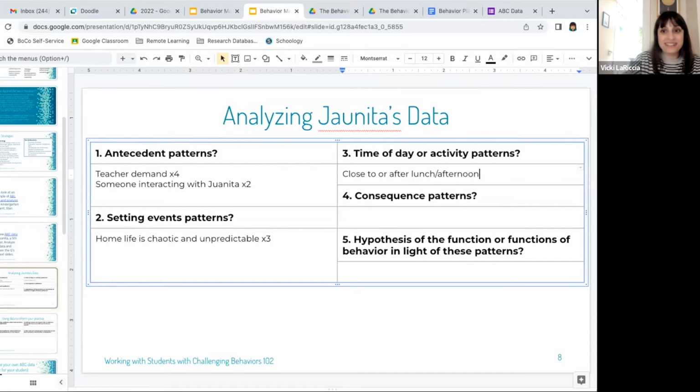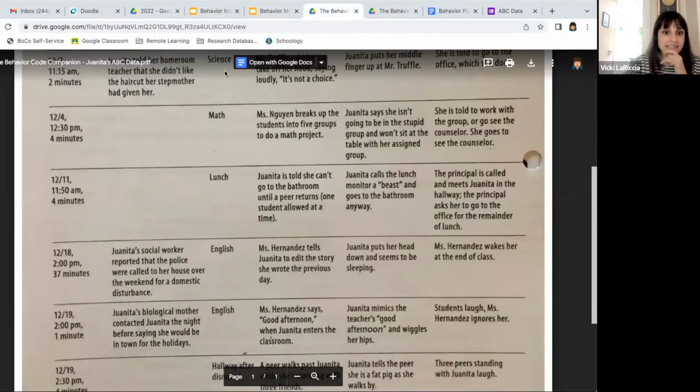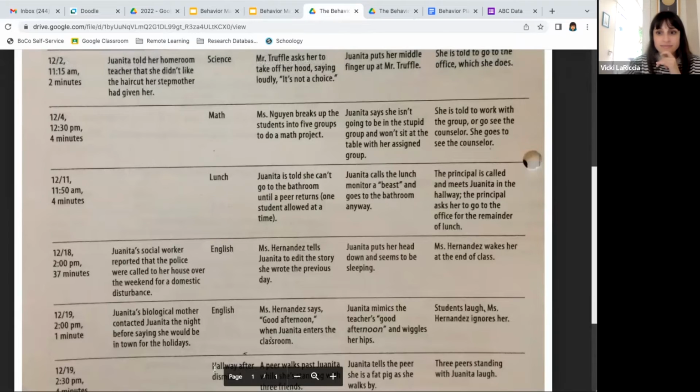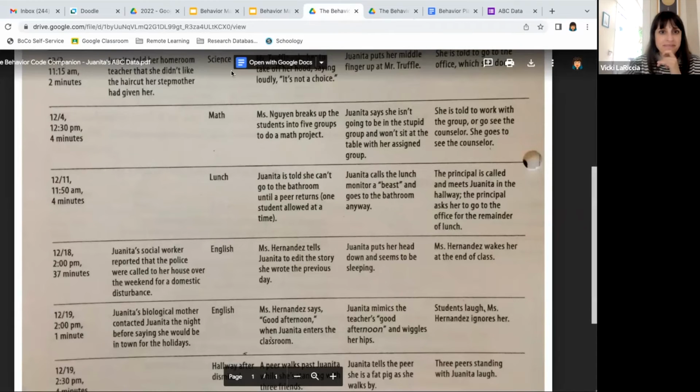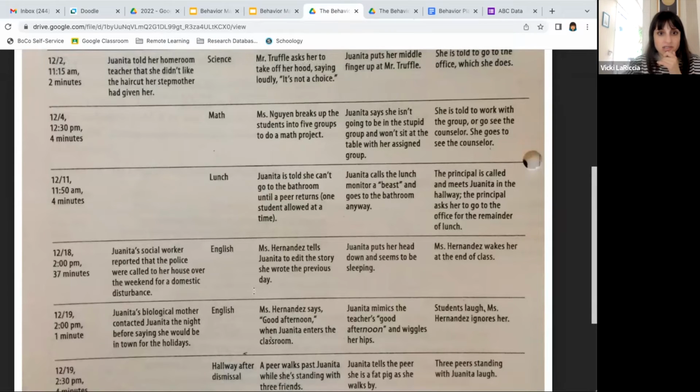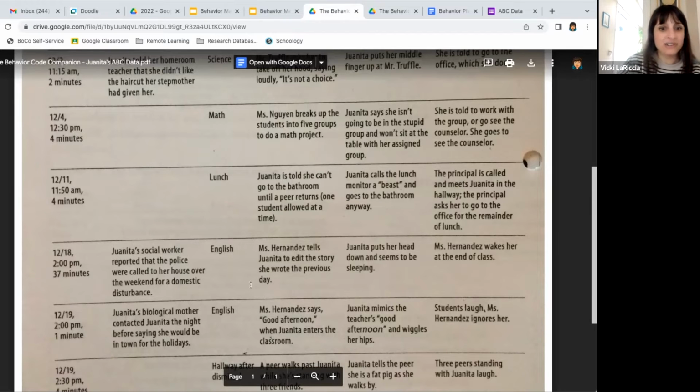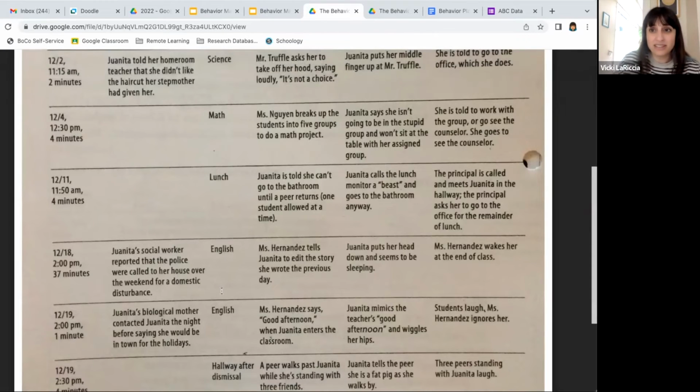Afternoon times 6. And did you notice any patterns in the activity, which is the class in this column here: science, math, lunch, English, hallway? Maybe not. I guess there's 2 Englishes, but I don't know. I feel like I'd be okay with putting English as a pattern, but then there's also science, math, lunch, and hallway, which are kind of random. So I don't know. Maybe there's just not a pattern with the subject area.